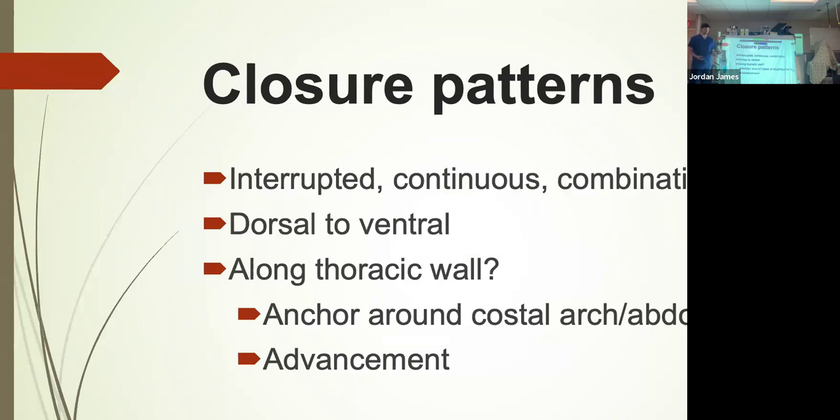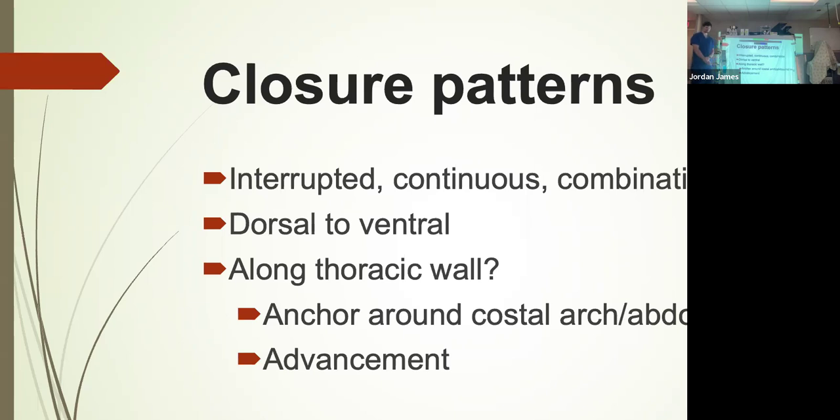Again, going from dorsal to ventral. That way you're able to start it and then work your way back up to where you're exposed from the midline approach. When you're going along the thoracic wall, again, anchoring it around the costal arch or the abdominal wall. Occasionally, if there's enough damage, sometimes you'll have to advance the diaphragm, which is actually just moving it a little bit further into the chest cavity, puts a little less tension on your closure, and that's a lot of times going to be that circumferential repair.